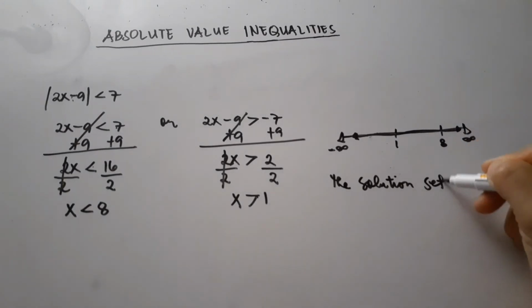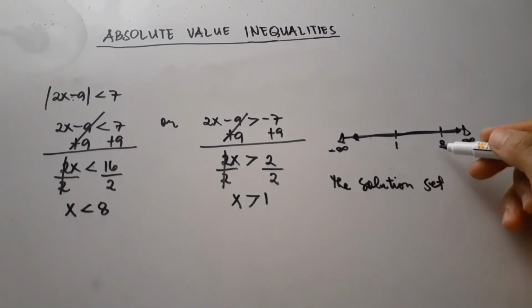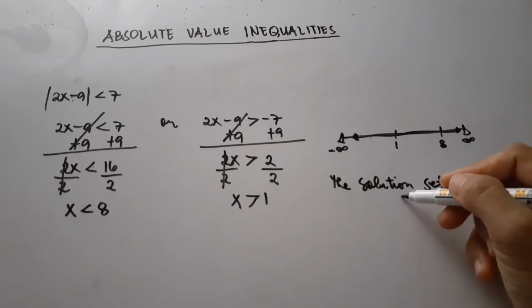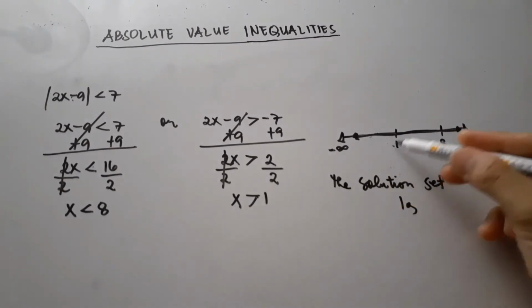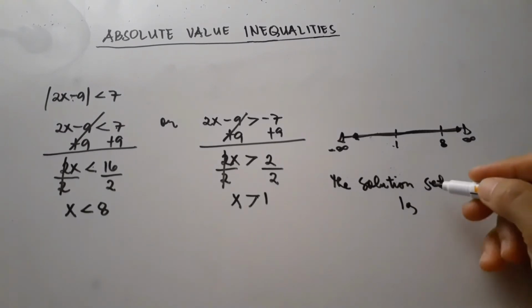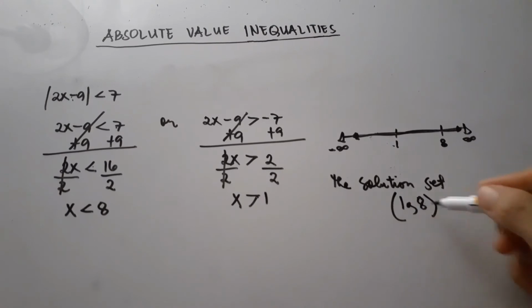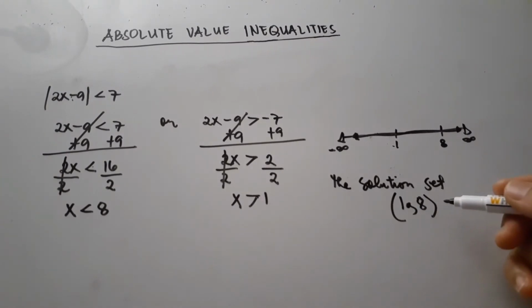So in the solution set, our answer is 1 and 8. It is an open interval since 1 and 8 are not included in the solution, but everything in between 1 and 8 makes the solution.